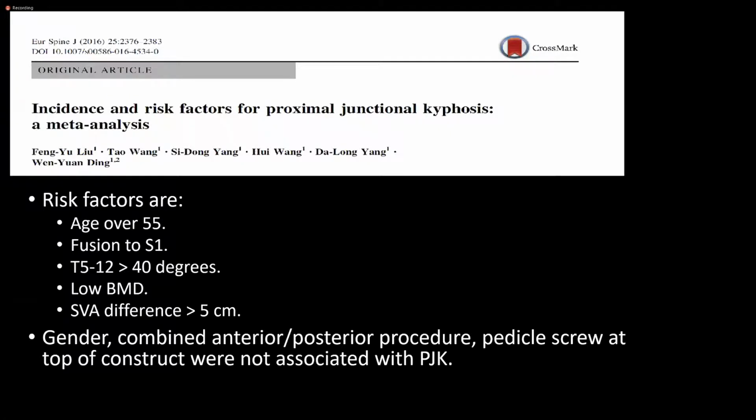Then this meta-analysis paper published in 2016 pretty much showed similar results. Risk factors are age over 55, fusion to S1, hyperkyphosis in the thoracic spine, low BMD, and the SVA difference from pre-op to post-op being more than 5 centimeters.